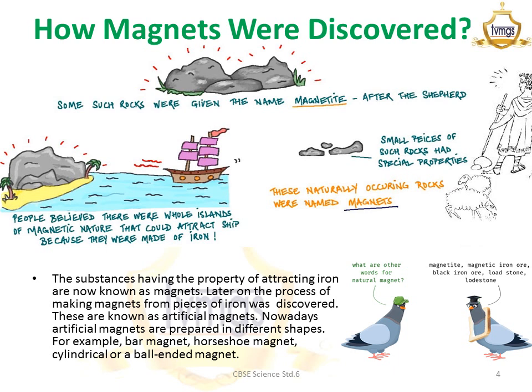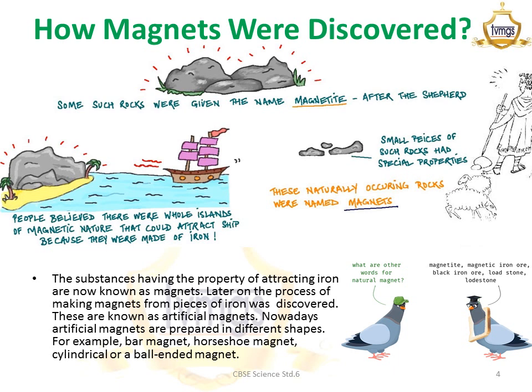It is believed that the rock was named magnet because of the name of the shepherd. His name was Magnus and the rock was named magnetite. Magnetite is also known as lodestone. Some people believe that the name magnet originated from a place called Magnesia, where magnetite was found.